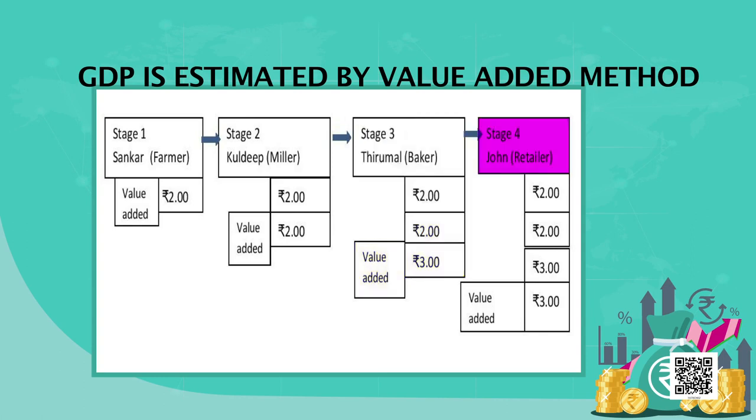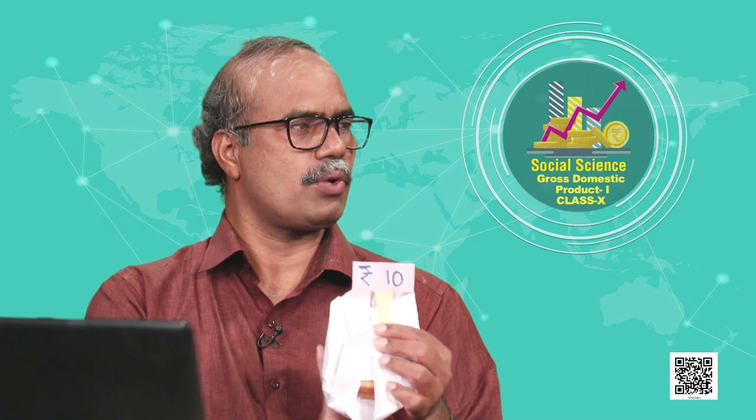Then it comes to the retailer. The retailer, by packing it or keeping it in a shop, sells it for 10 rupees. So how much value did he add? 10 minus 7, 3. Very good. So this 3 rupees is the value he has added. I told you the GDP is the value of the final goods, so this 10 rupees is one way to calculate. There is another way you can calculate.